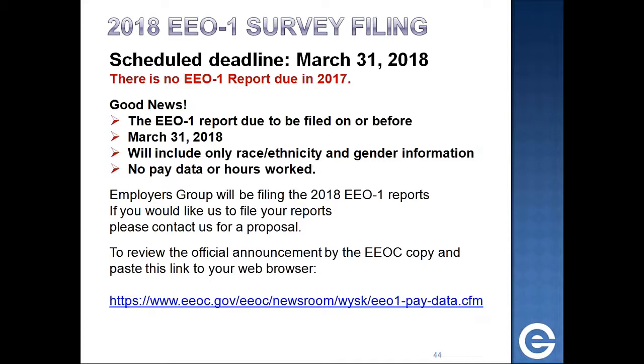We want to talk a little bit about the 2018 EEO1 survey filing. The EEOC has moved the deadline from September 30th to March 31st, 2018. So the good news is that there is no EEO1 report due in 2017. The EEO1 report that is due March 31st, 2018 can be filed on or before March 31st, 2018. It will include only race, ethnicity, and gender information. There will be no pay data due, and there will be no hours worked reported.